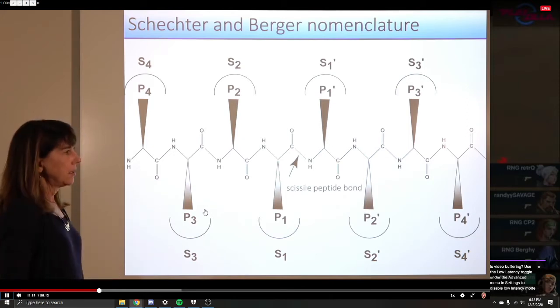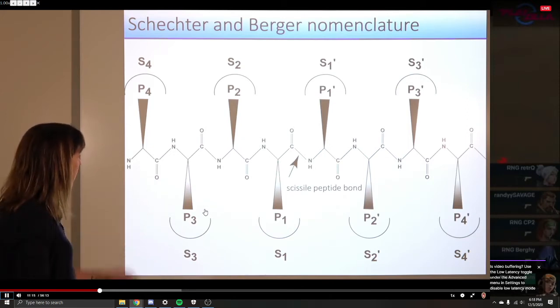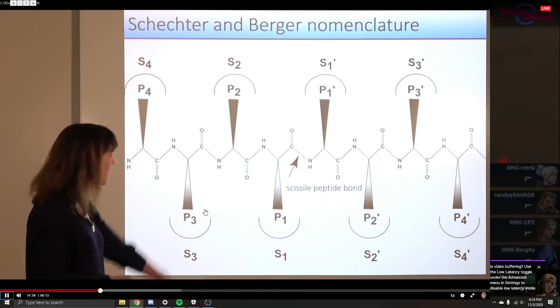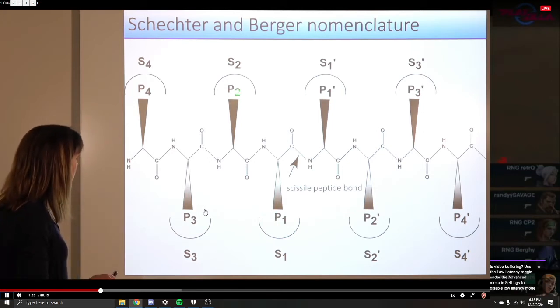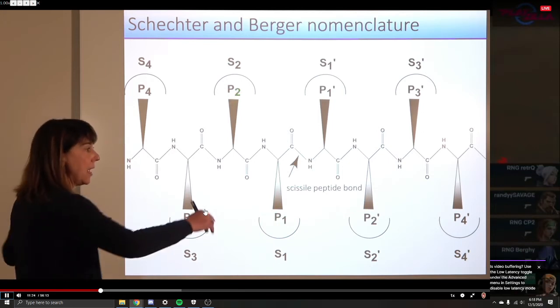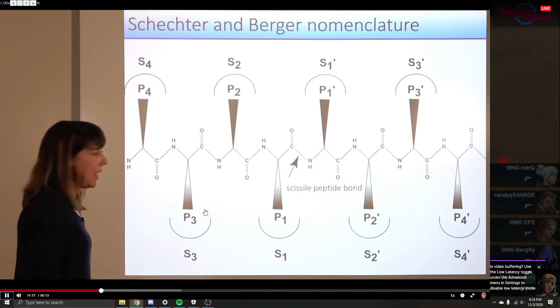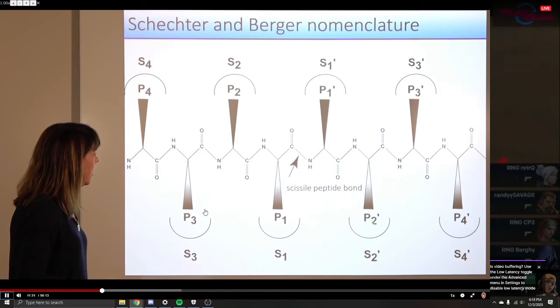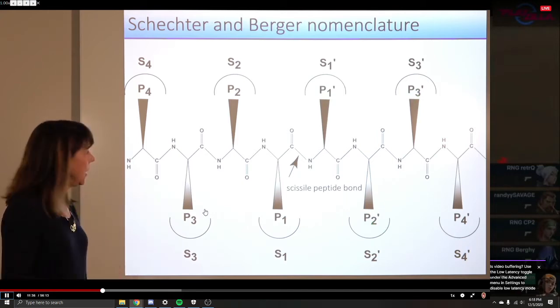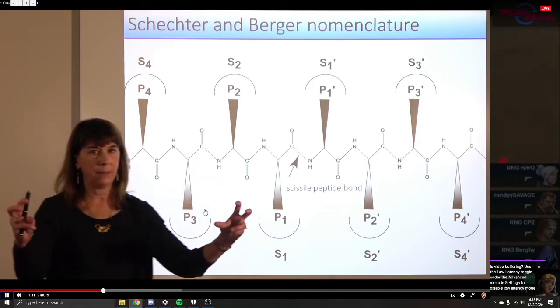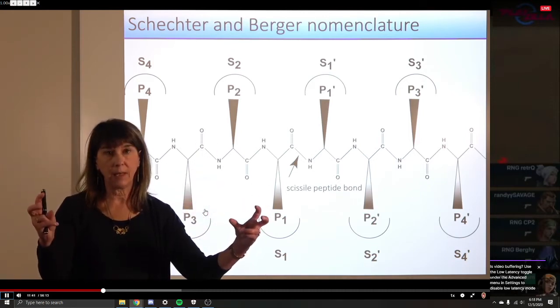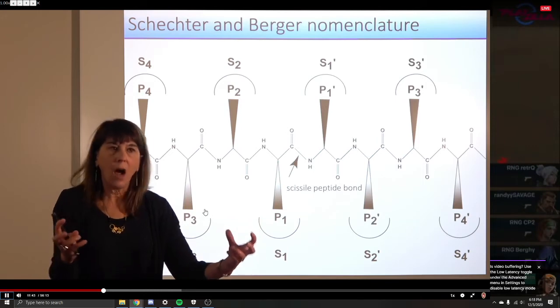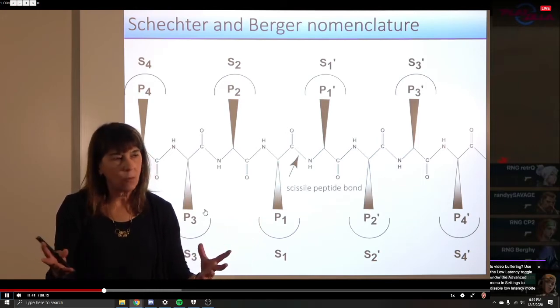Now, anything to the left of the scissile peptide bond is called the P1, so that would be a side chain coming off. That's the P1 position, P2 position, P3, and P4. So that's to the left of the scissile bond. Anything to the right of the scissile bond is called P1 prime, P2 prime, P3 prime, and P4 prime. Now the P stands for peptide, or protein that's going to be hydrolyzed. Now I would have called it S for substrate, but that's not what they did.